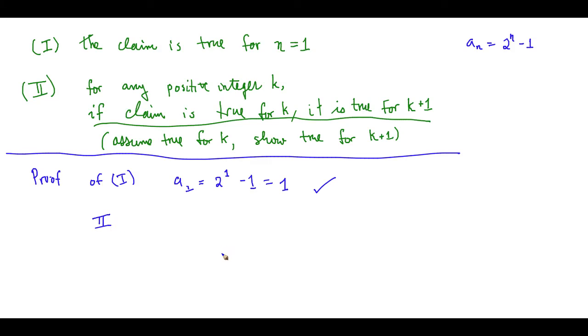Now here comes the trickier part. Prove that if the claim is true for k, it must be true for k plus 1. So we can assume that a sub k is equal to 2 to the k minus 1, and we want to show that the claim is true for k plus 1. So show that a sub k plus 1 is equal to, and all we're doing here is substituting in k plus 1 for n.